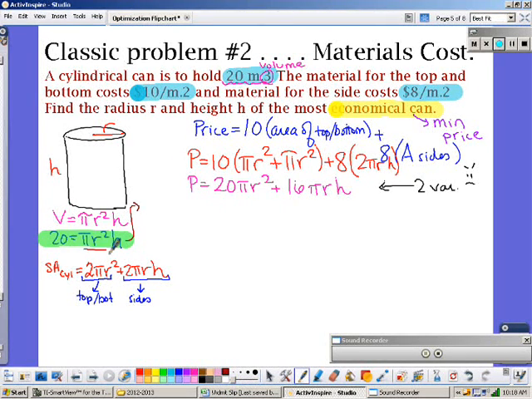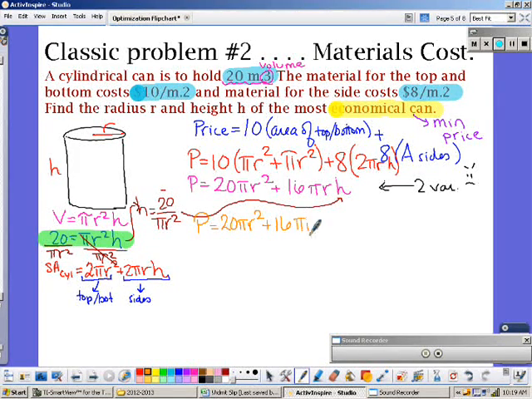I'm going to go over to the side right here. Let's just divide everybody by pi r squared. Those will cancel, and we get h equals 20 over pi r squared. Whew. Now we can take this and substitute it in for h right there. So we end up with p equals 20 pi r squared plus 16 pi r. In place of h, I'm going to put what h is equal to, 20 over pi r squared.